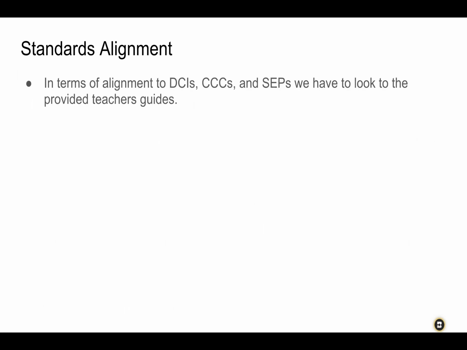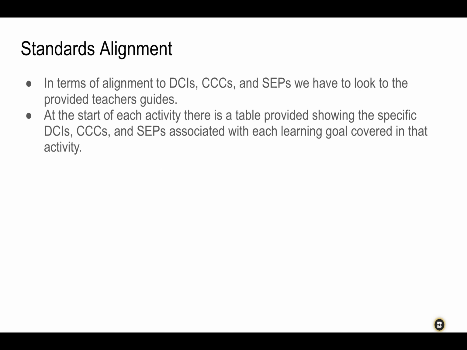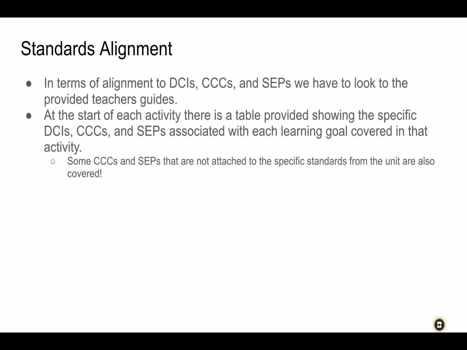In terms of alignment to disciplinary core ideas, cross-cutting concepts, and science and engineering practices, we have to look at the provided teacher's guides. As we looked at earlier, at the start of each activity, there's a table that shows the specific disciplinary core ideas, cross-cutting concepts, and science and engineering practices associated with each of the learning goals or performance expectations covered in that activity. What we didn't precisely look at is that they also include some cross-cutting concepts and science and engineering practices that are not specifically attached to that specific performance expectation, but they are obviously from the standards.